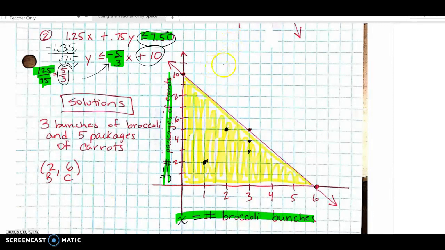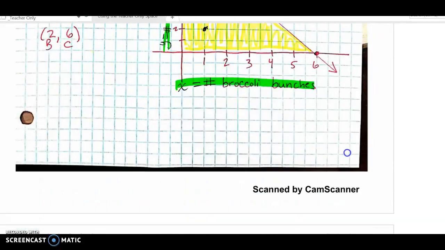Non-reasonable solutions would be any positive thing outside of the shaded area. She could not buy 7 broccoli and 10 carrots. She would not have enough money. So that would not be a solution.